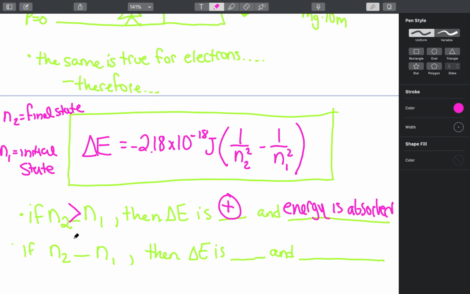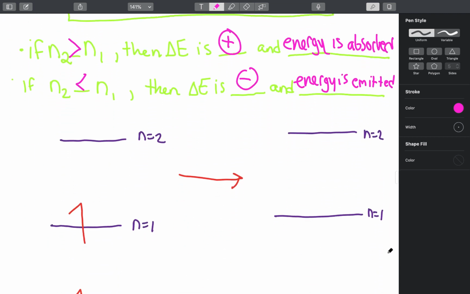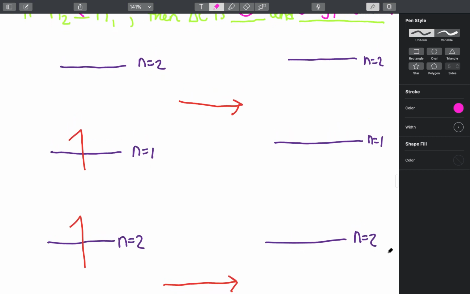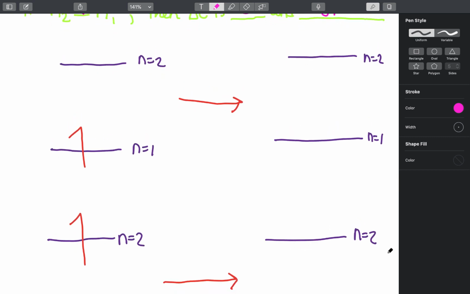However, the opposite is true as well. If n2, or the final state, is less than n1, the initial state, then delta E is negative and energy is emitted. And energy is emitted, okay? All right, so I have a little visualization here in order to show the difference between the two processes.